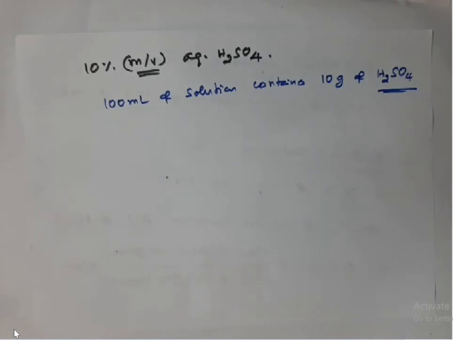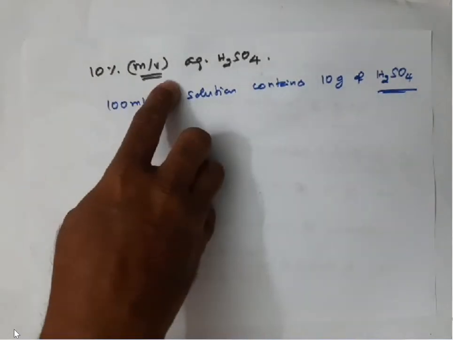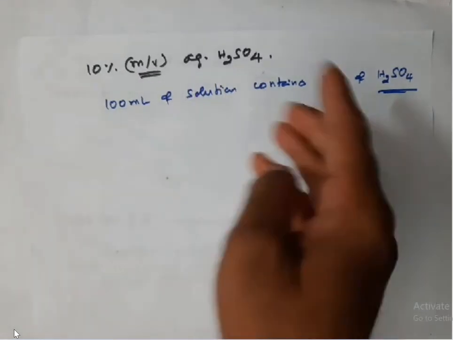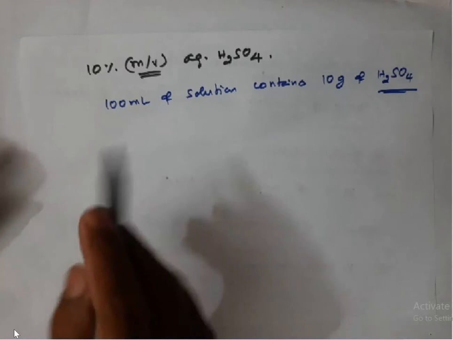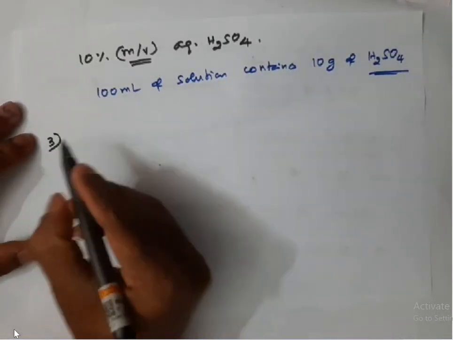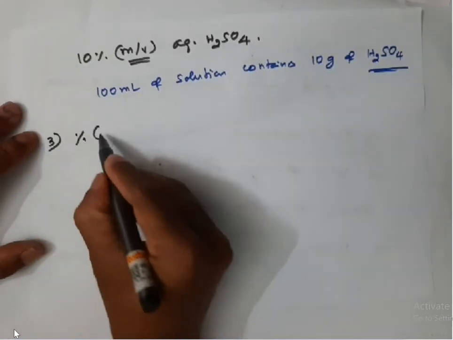Is this clear? Yes, sir. Mass by mass means 100 gram of solution should contain some gram of solute. Mass by volume means 100 ml of solution contains some gram of the solute. Now I'll take the next one, the third one, that is percentage volume by volume.